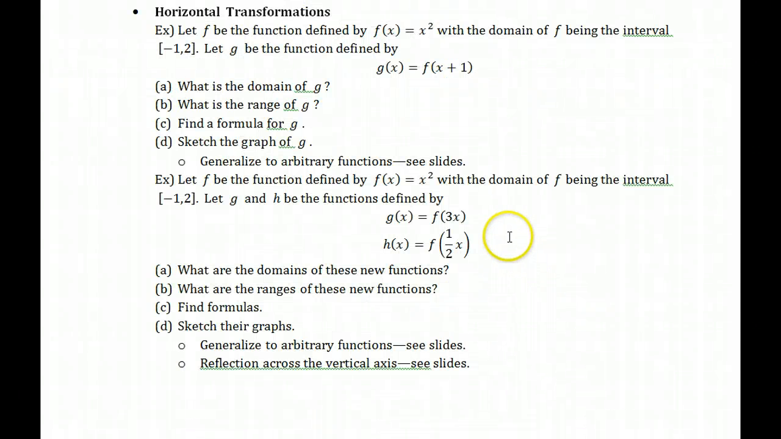Going to the last 2 examples, you want to multiply by a certain number, bigger than 1 or less than 1, inside your function.